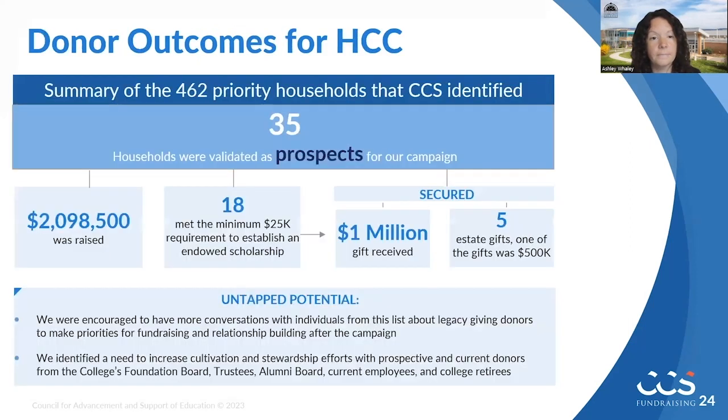So some outcomes that I want to highlight of the 462 priority households that CCS identified, 35 households were validated as prospects for our campaign. We raised a little over $2 million. 18 of our prospects met the minimum $25,000 that we require to establish an endowed scholarship. We did secure a $1 million gift. And we received 5 estate gifts, one of which was valued at over $500,000.